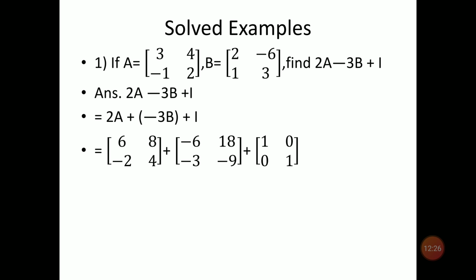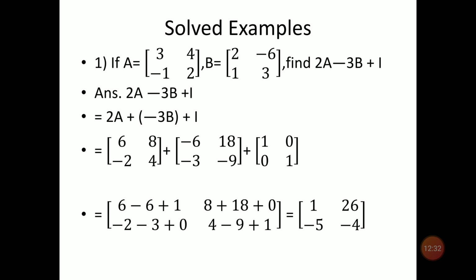So here we have taken matrices like this, and we are going to add these elements. When you add these elements, as we have seen addition of two matrices, in the same fashion we are going to do the addition of three matrices. So here we add corresponding elements: 6 minus 6 plus 1, 8 plus 18 plus 0, and so on, and in this fashion we get the answer.